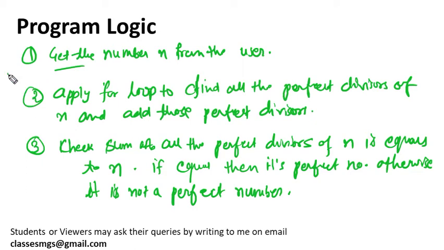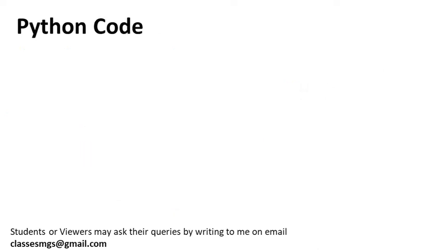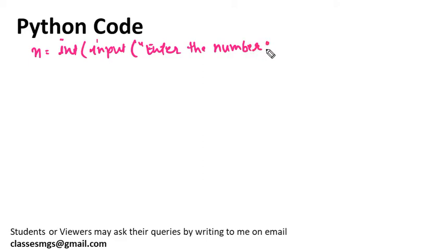Okay, now let's write the Python code and run it in the editor. So let me go ahead and write the Python code for you. So the Python code will be what? We will take the n value from the user using the integer input method. Enter the number. Then what we need to do is create a sum variable equal to 0, then apply the for loop.